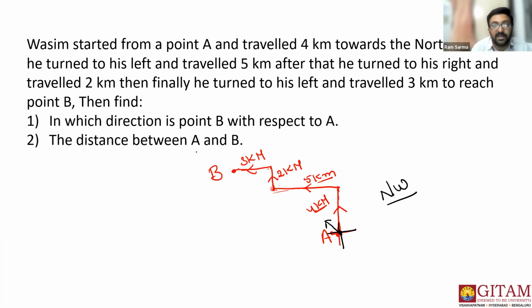Now, second question, the distance between A and B. So we have to consider this as the shortest distance between A and B. It's not about the distance traveled by the given person. So this is about finding the shortest distance between the given 2 points. In order to find the distance between A and B, I want you to join these two with a straight line as shown in the figure.